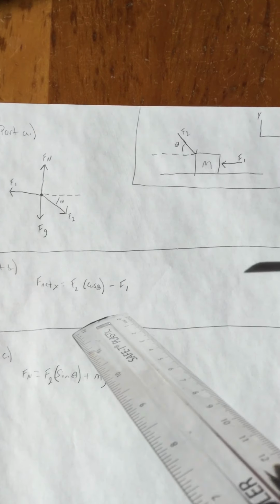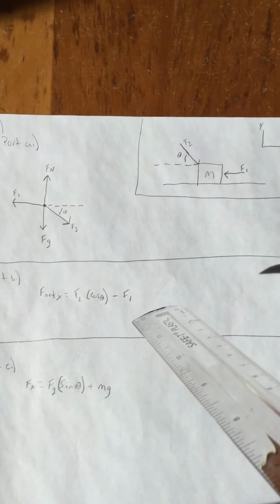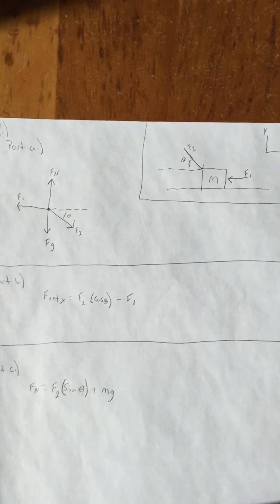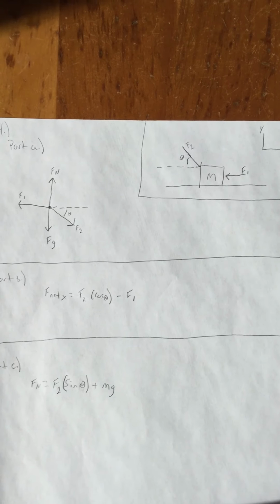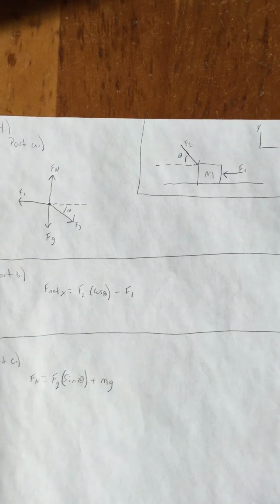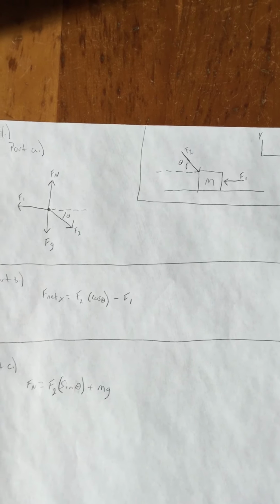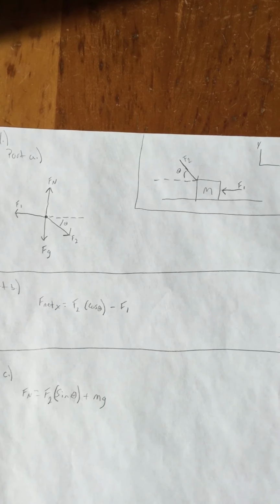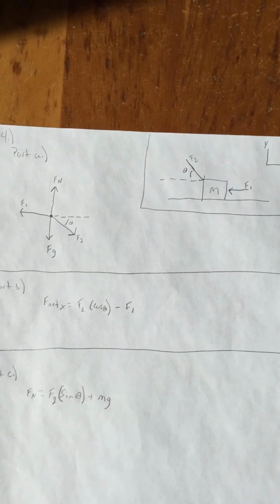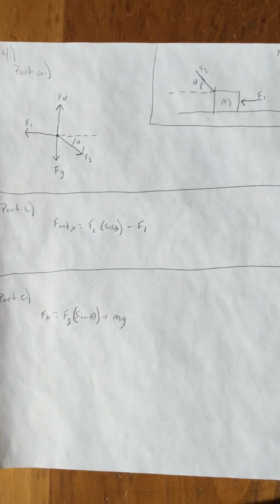So you would take the F2 cosine theta and subtract the F1 force. The F2 cosine will reduce that F2 force, and generally, as long as the F2 force isn't massively greater than the F1 force, the F1 will actually overpower the F2.